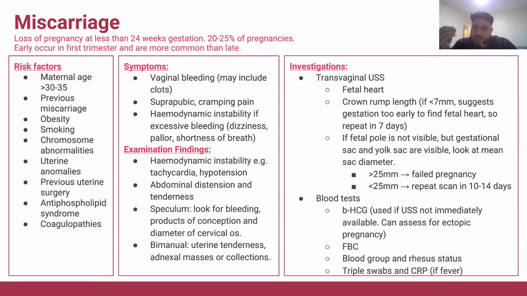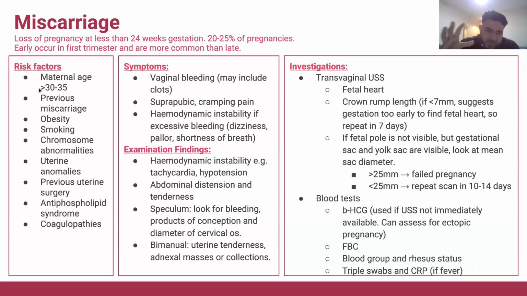In terms of investigations, typically you'll use a transvaginal ultrasound, because some of the key things that are important in terms of how you want to manage a miscarriage are getting things like the fetal heart and also the crown rump length. So if it's less than 7 millimeters, this suggests that the gestation is a bit too early to find a fetal heart. So you may have to repeat the transvaginal ultrasound in about 7 days.